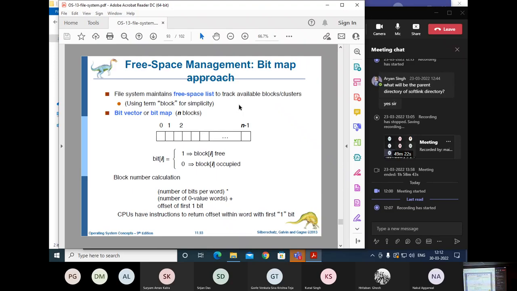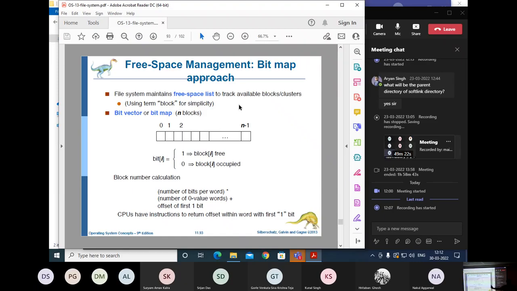And what is the idea? How many bits will be there in the bitmap? The number of blocks, each block 1 bit. If that bit is set to 1, it means it is free. If it is used, it is set to 0. So whenever you allocate a block in your bookkeeping code, you need to set that bit to 0.